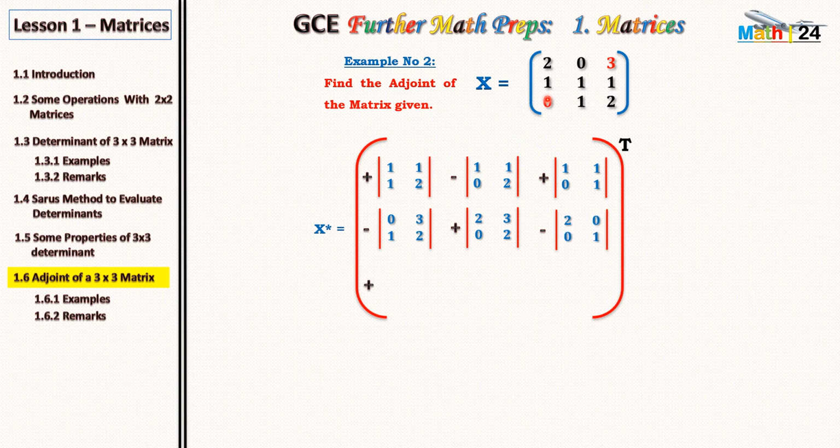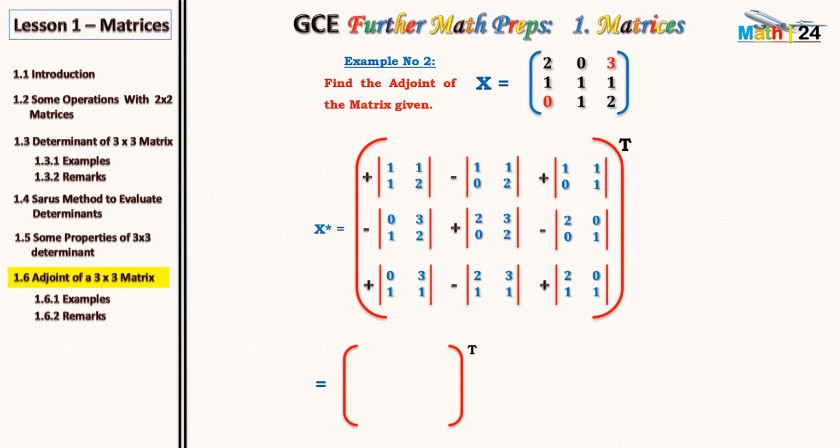The next cofactor is positive: 0, 3, 1, 1. The next cofactor is negative: 2, 3, 1, 1. The next cofactor is positive: 2, 0, 1, 1. When we simplify these determinants, we obtain these results.